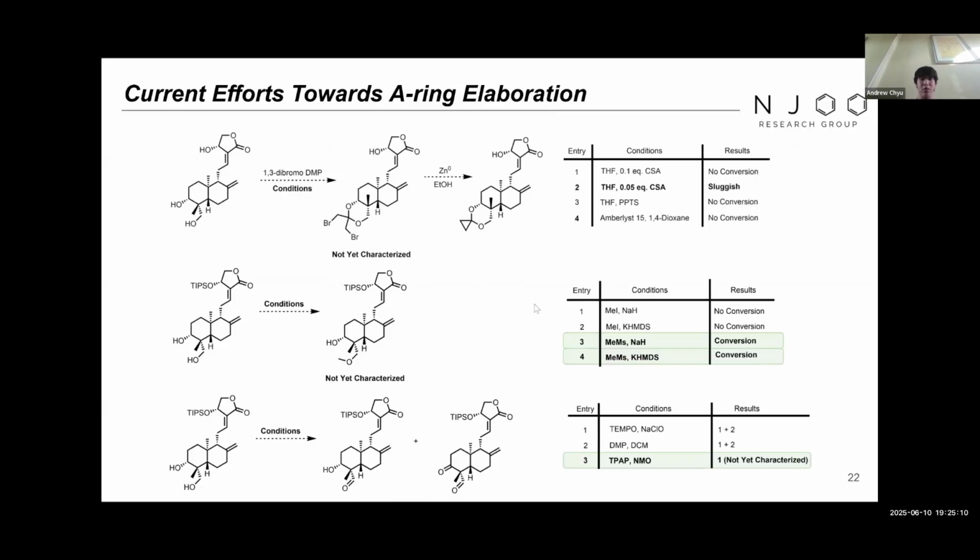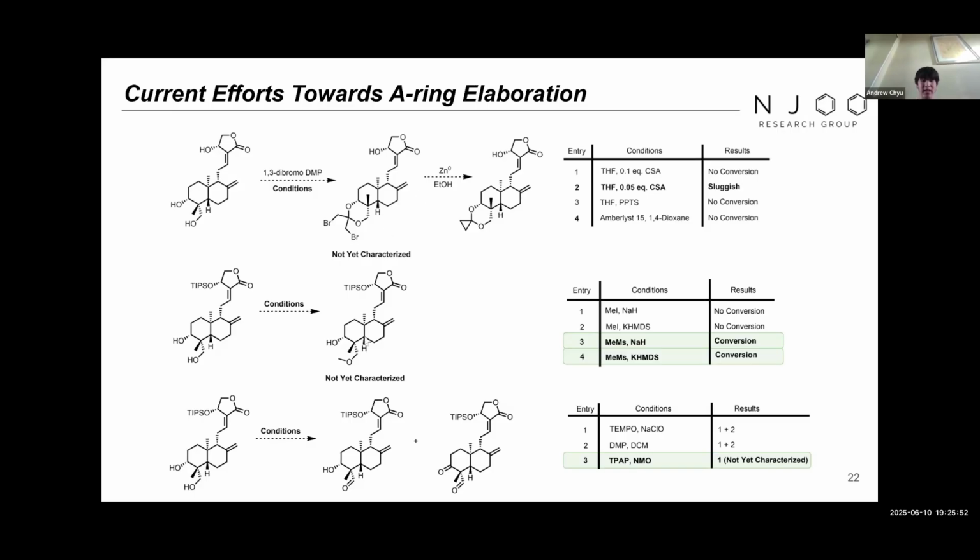Current efforts towards more avian elaboration start with forming this dibromo DNP, which we can then put zinc into the reaction with to form this cyclopropane acetonide. However, we have a difficult time actually installing a dibromo acetonide, where we found that 0.05 equivalents of CSA in THF is the best so far, but it still performs very sluggishly. So we want to do additional experiments such as using 5 Å molecular sieves in order to absorb the methanol byproducts and force the equilibrium.